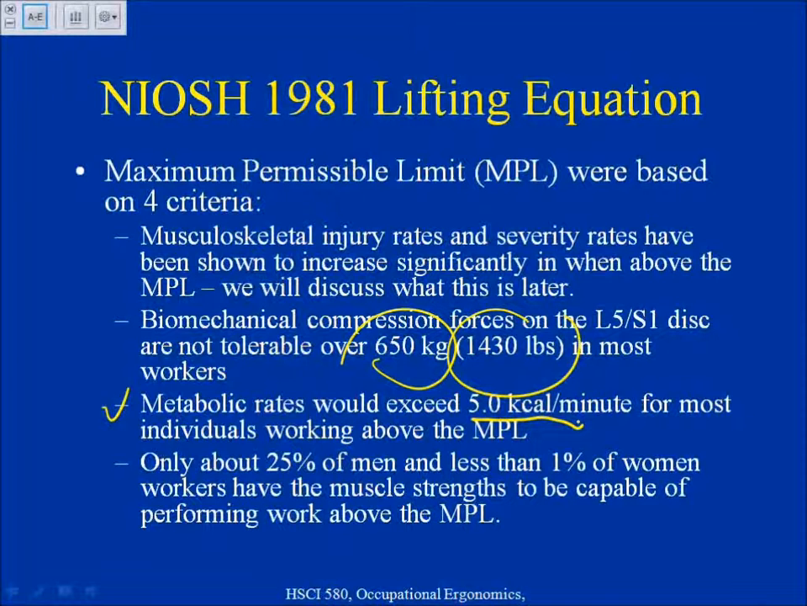Last 2 points, we'll call it quits, and that is that only 25% of the men get this, and only 1% of the women would have the muscle strength capable of performing work at the maximum permissible limit. Think about that, ladies. The way they had this designed, you had no chance of doing any kind of physical labor according to this, because the risk for getting a back injury was so high that only 1% of the population was really capable of doing that work. We've come a long way since '81.